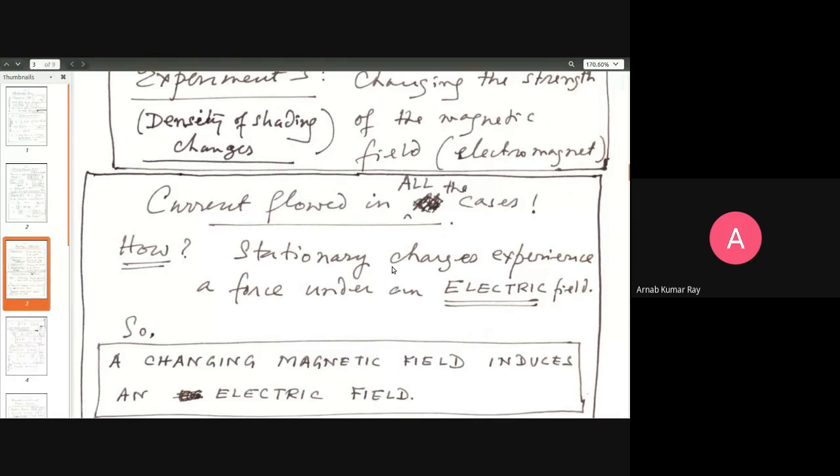Current can only flow when a force is pushing the charges. But this force can't be the Lorentz force, Q into V cross B. Why not? Because V is 0. The wire loop is untouched. Nothing is moving the charges this way or that way. So, stationary charges are there in the wire and a current is flowing.